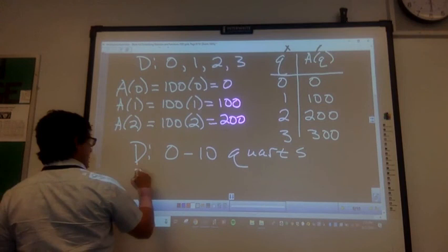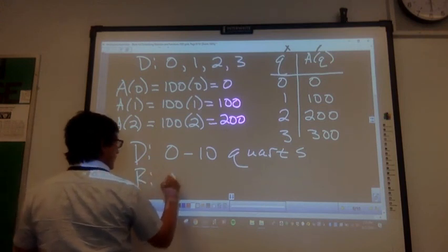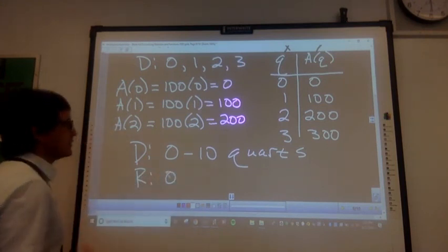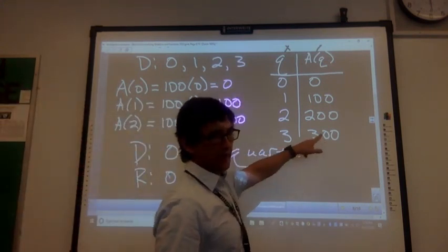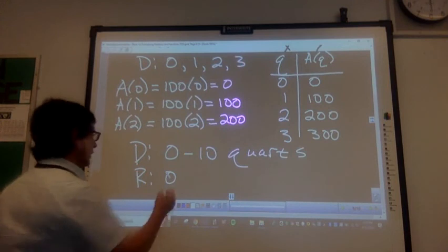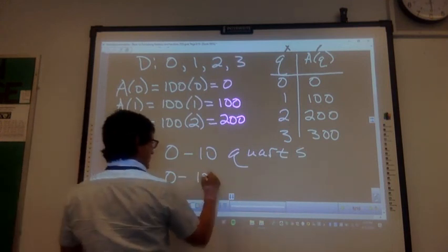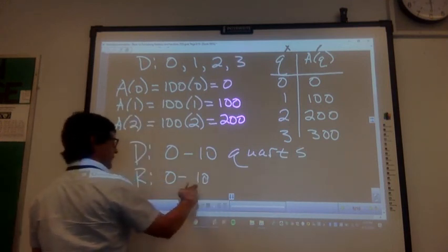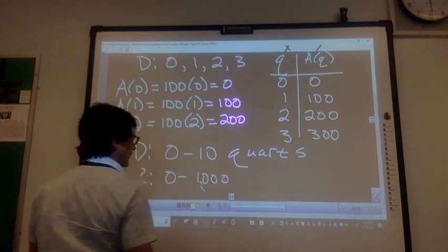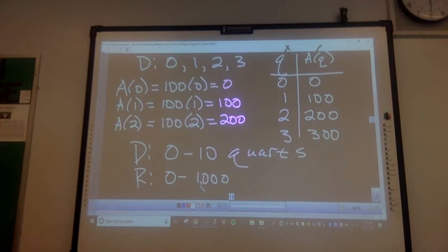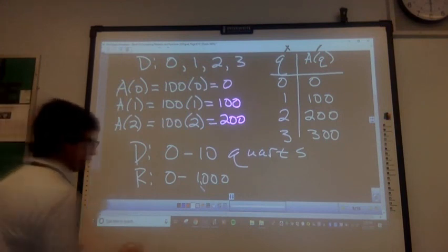And then the range, again, we're going to have positive values. If we went up to 10 quarts, we'd have 1,000 over here in the area that it would cover. So we could say the same thing, 0 to 10 for the range, or 0 to 1,000 rather. For the range, I don't think you'd have more than 1,000 square feet to cover.